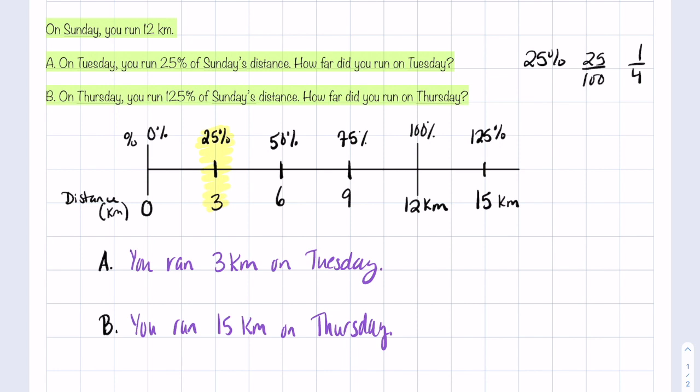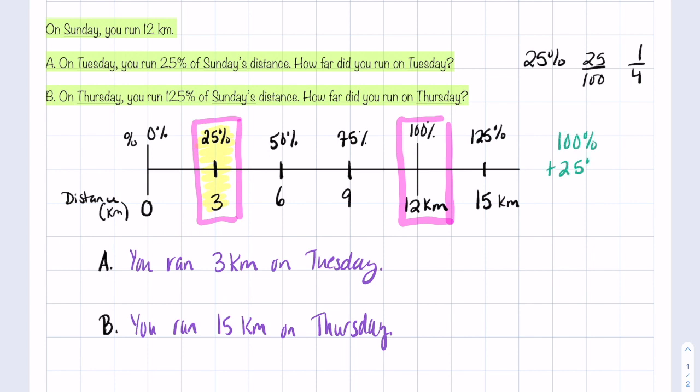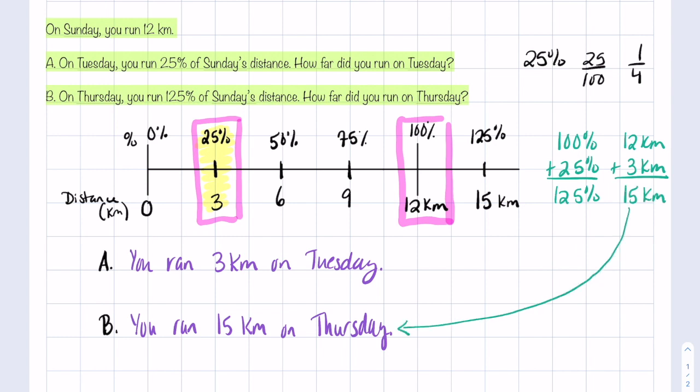Now, another way to approach that, 100% of Sunday is 12 kilometers. 25% is 3 kilometers. So you could also think like 100% plus 25% is 125%. And then those matching distances, that would be 12 kilometers. We would have to add 3 kilometers for 25%, and that gives me 15 kilometers, which is what we see for B.